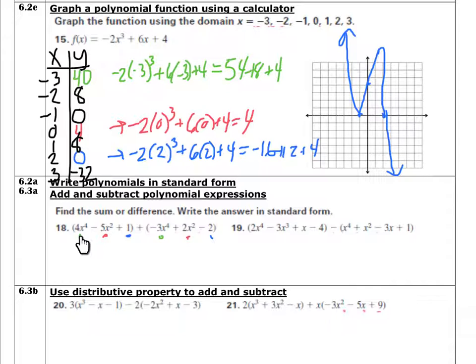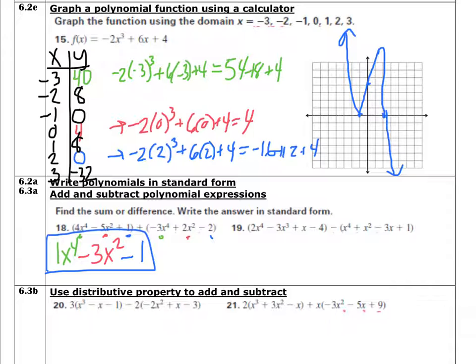Here we have 4x to the fourth minus 3x to the fourth. That's going to leave us with 1x to the fourth. For the squareds, we have a -5x squared plus 2x squared, which is going to be -3x squared. And our constant is a +1 minus a 2, which leaves us with a -1. And that's our final answer.